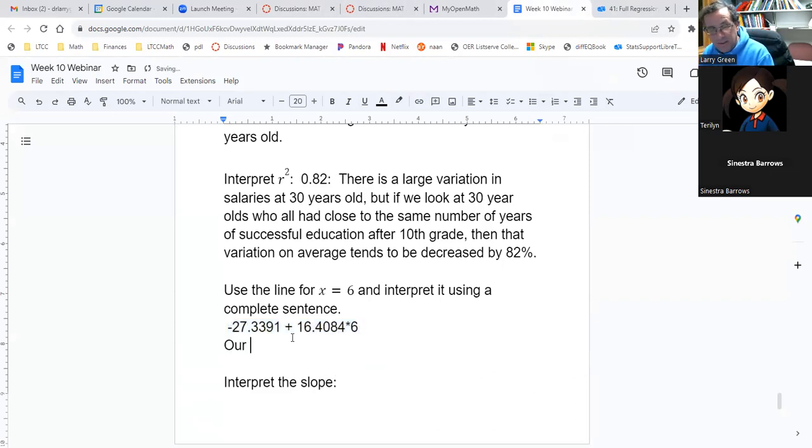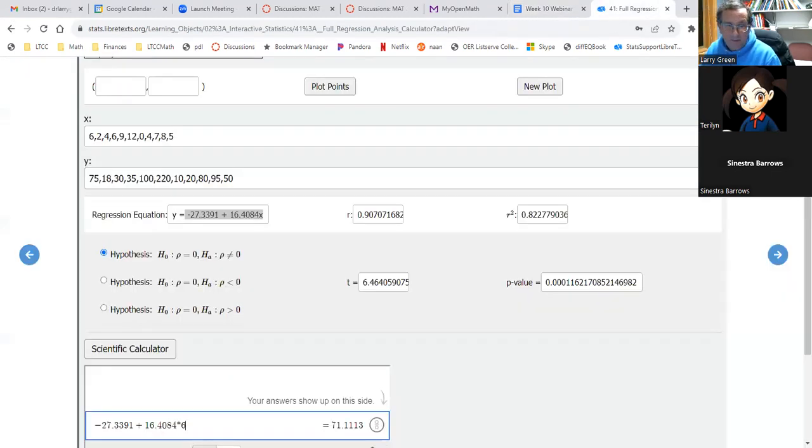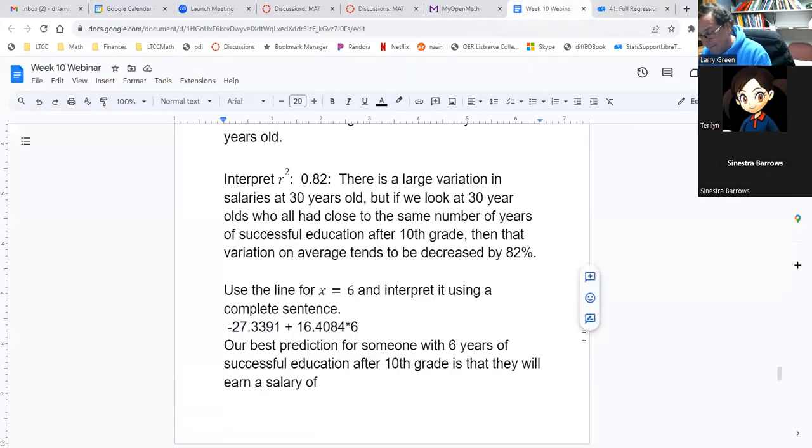So our best prediction for someone with 6 years of successful education after 10th grade is that they will earn a salary of, and again, that was 71, in the dollars, $1,000. Any questions on that?